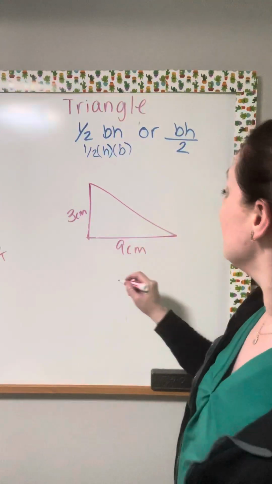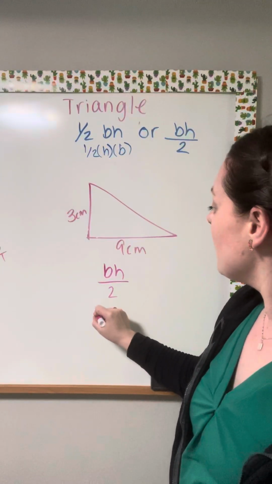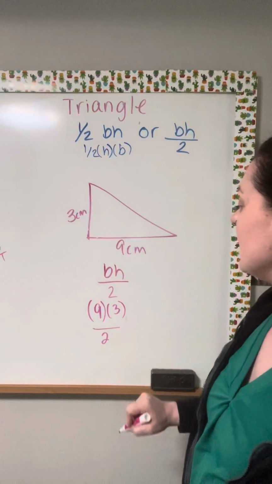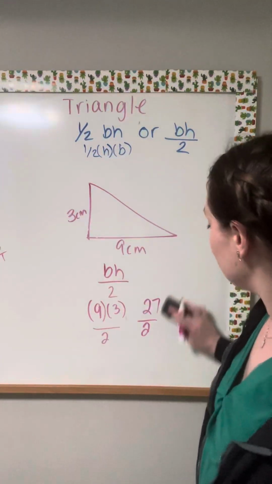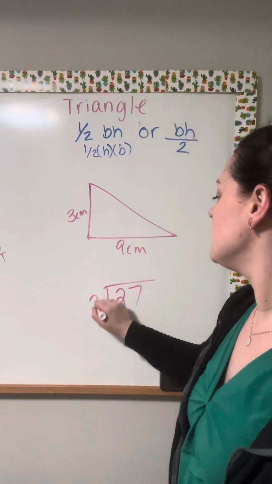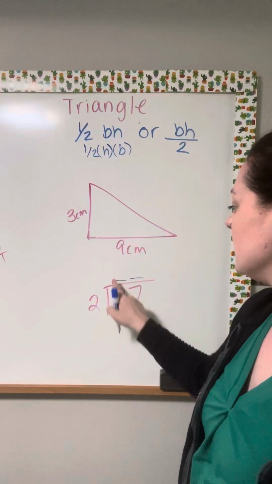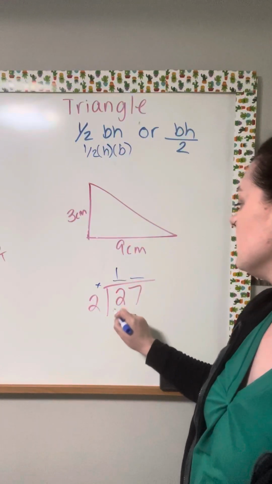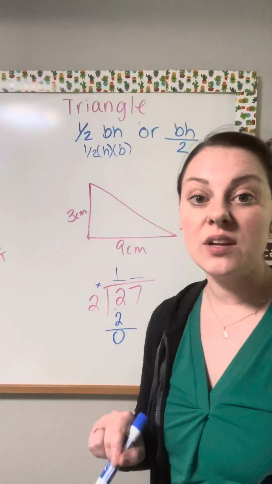All right, here we go. So I'm going to do base times height divided by 2. That is 9 times 3 divided by 2. And 9 times 3 is 27 divided by 2. I'll do the problem with you. So 27 divided by 2. I always put numbers above. 2 times what equals 2? 1. And 2 times 1 is 2. I'm left with 0.